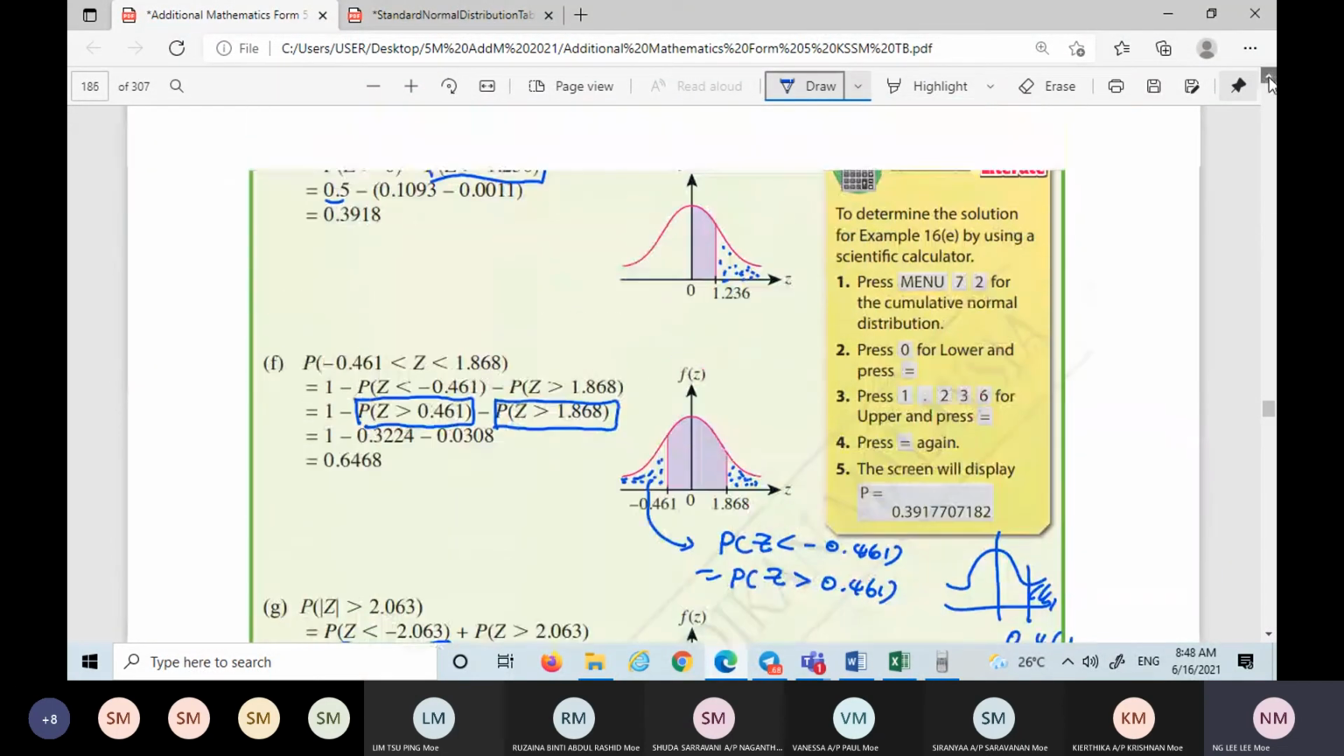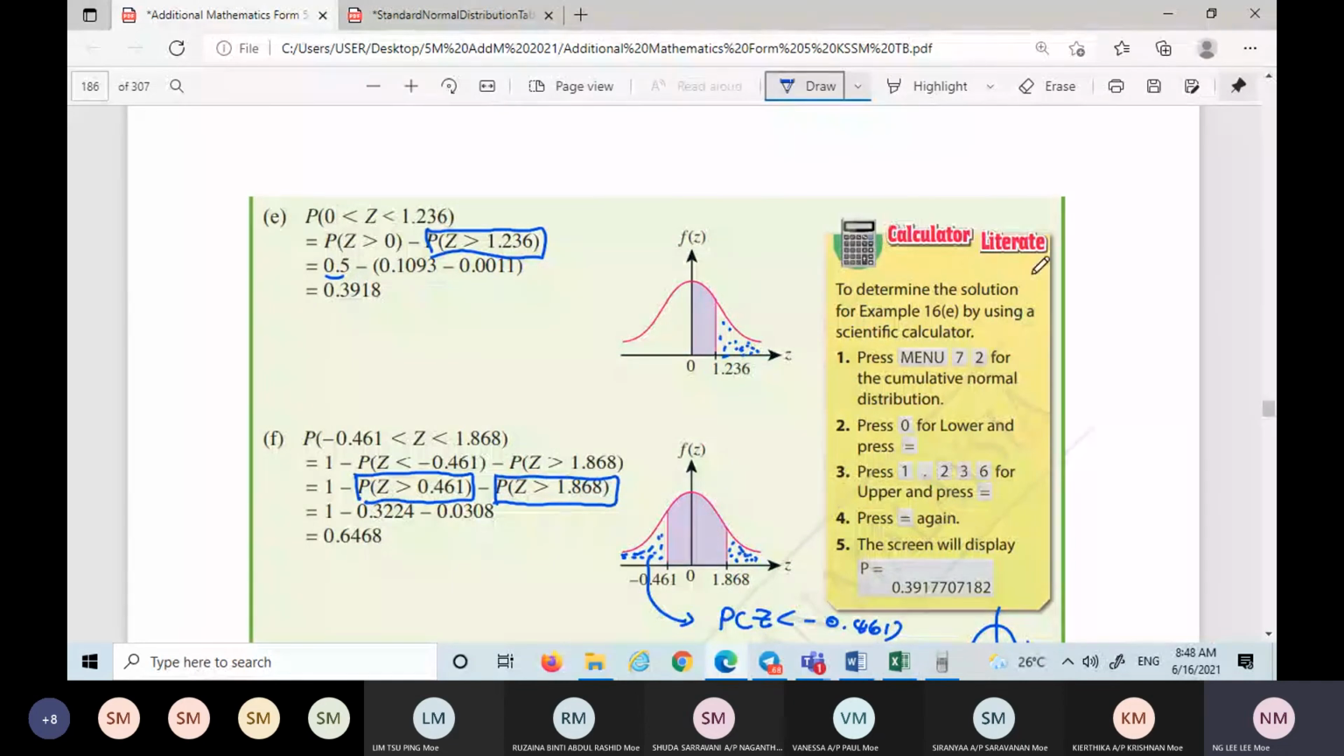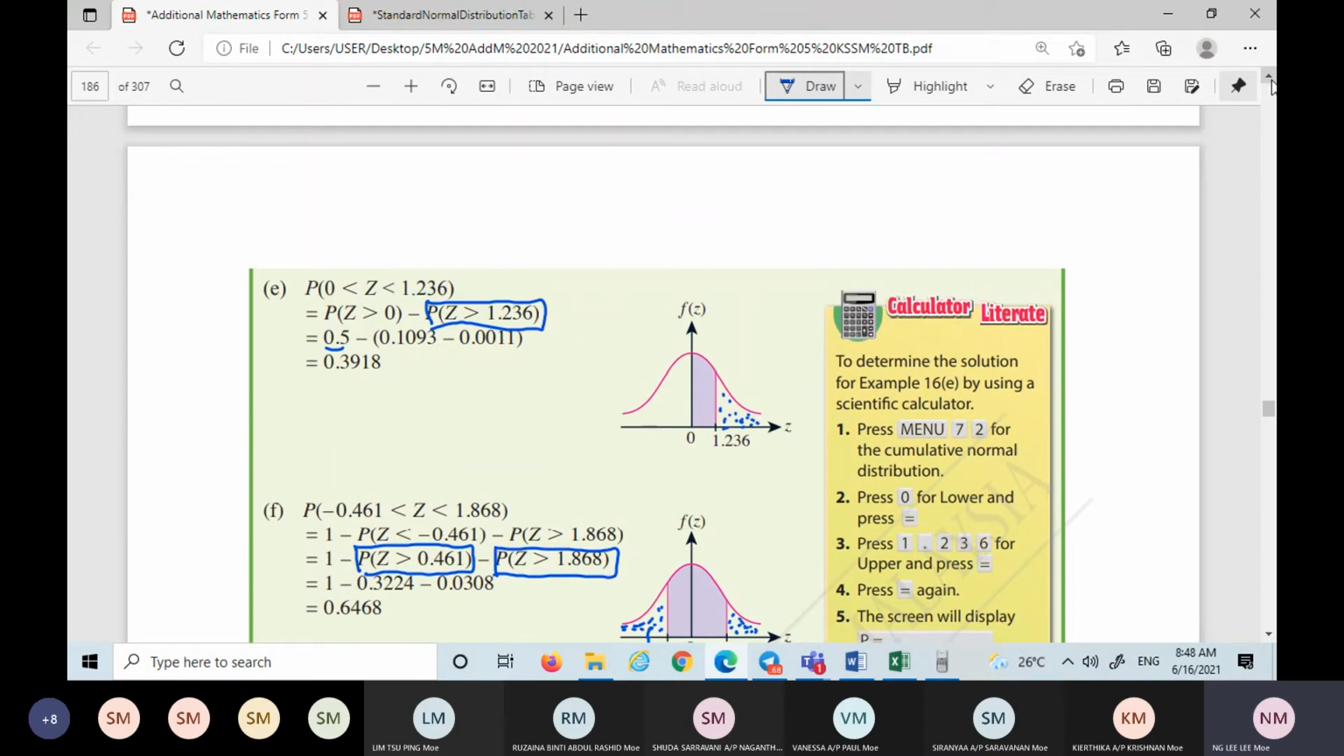Okay, for this calculator, I don't know which model this is. Let's say now we are mostly using the black color calculator, the 570 MS. So I write out the steps for you. Let's say now we want to find this. You press mode 2 times.